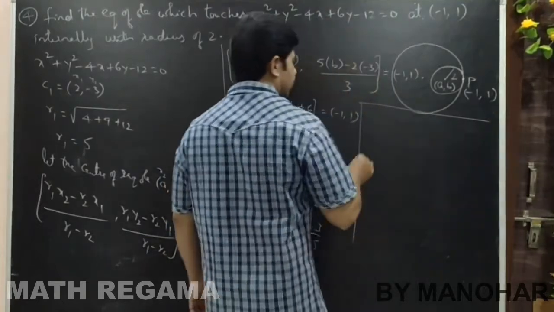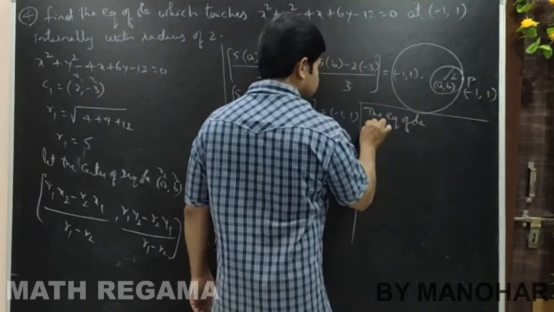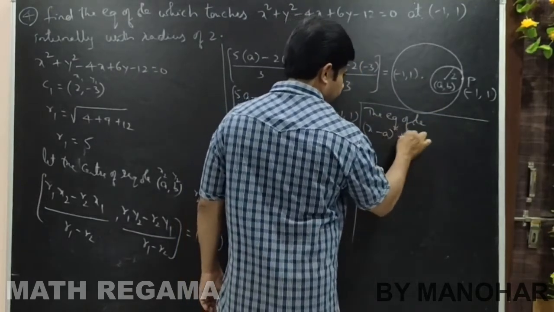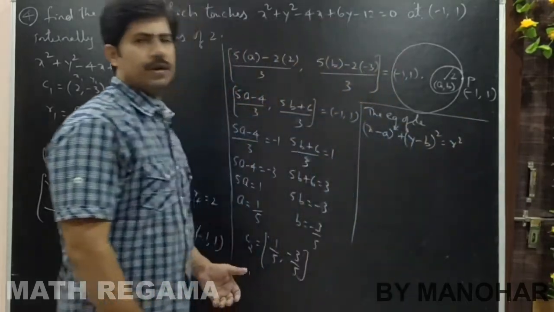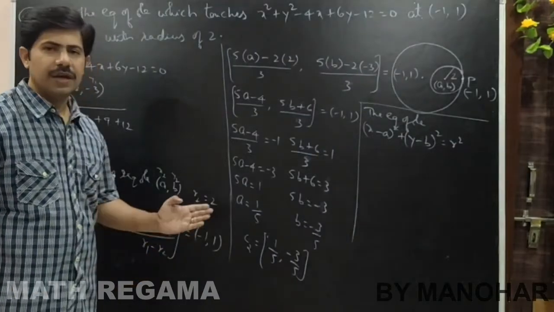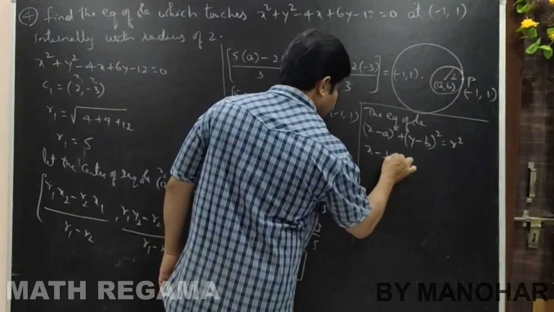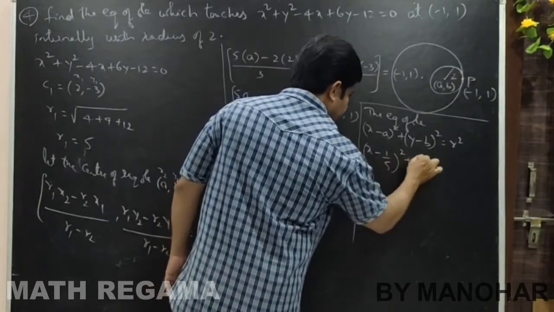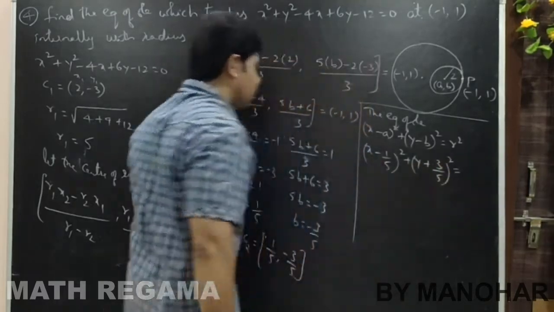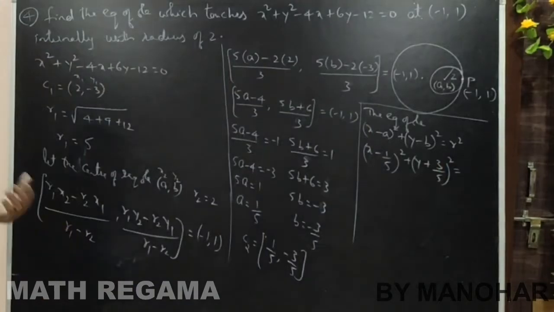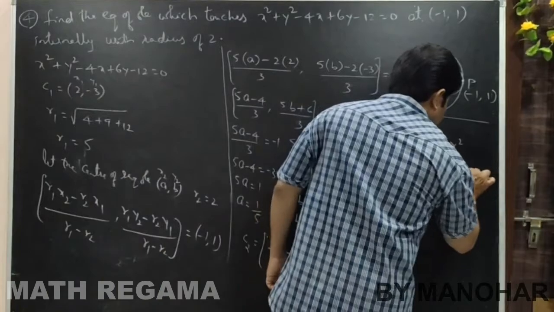So now we find out the equation of the circle using (x minus a) whole square plus (y minus b) whole square is equal to r square. So what is (a, b) here? It is (1/5, minus 3/5). I am substituting. So that is (x minus 1/5) whole square plus (y plus 3/5) whole square is equal to r square. r is the radius of the required circle. The radius of the required circle is 2, so I have to write 2 square.